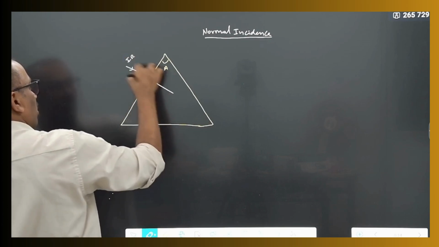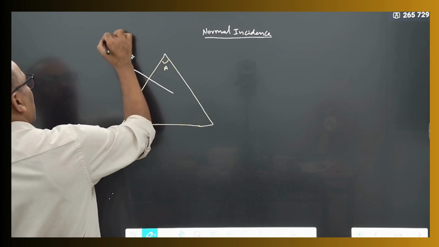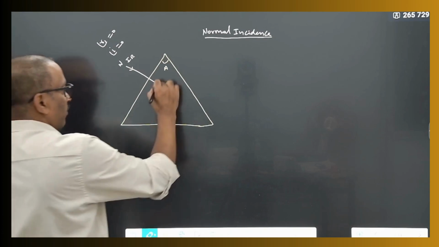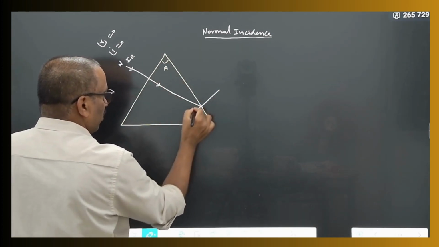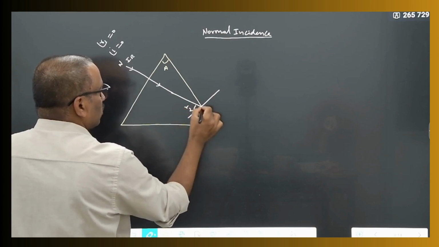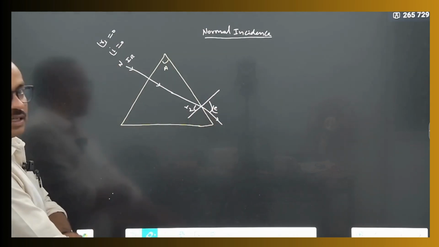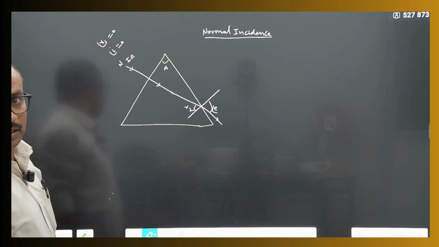Incident ray along the normal means what will happen? The angle of incidence will be 0. Angle R1 will also be equal to 0. There is no refraction here. Therefore this light ray will go directly here and fall on R2. Then it goes out with this. Clear? That's all. Normal incidence means this point you need to understand.